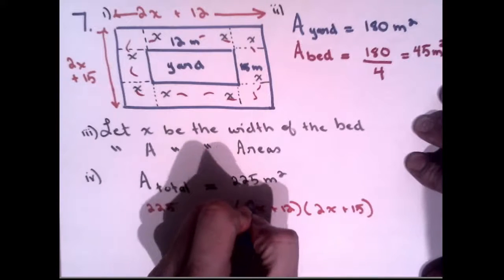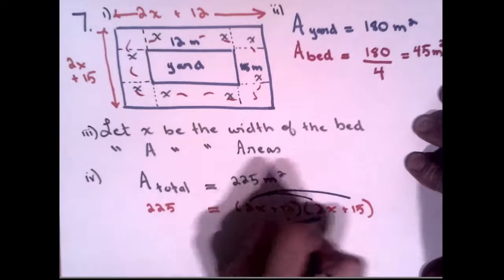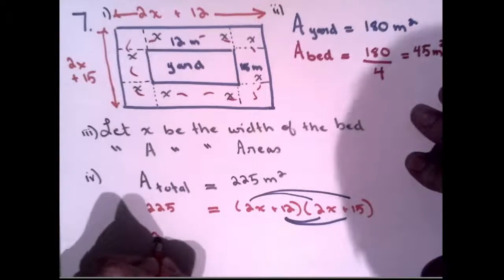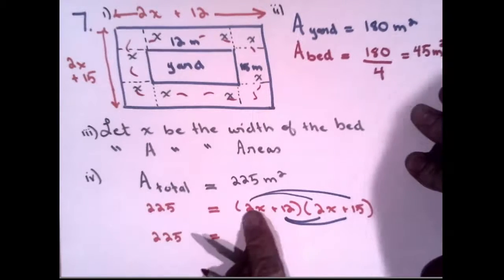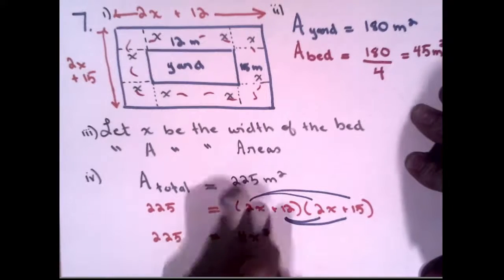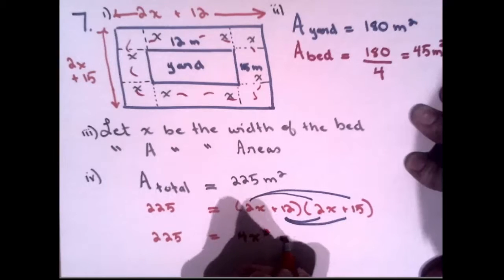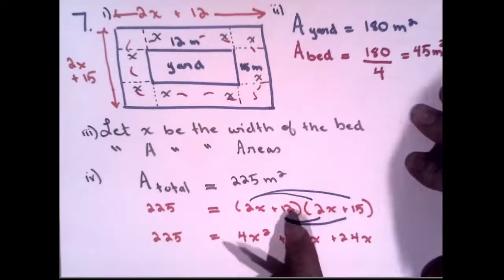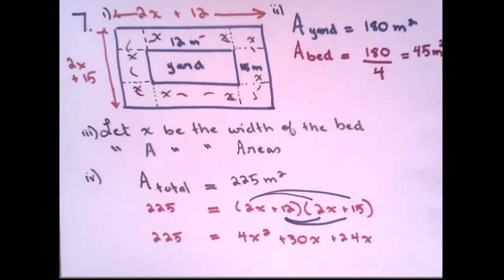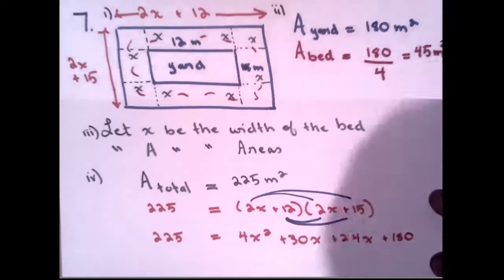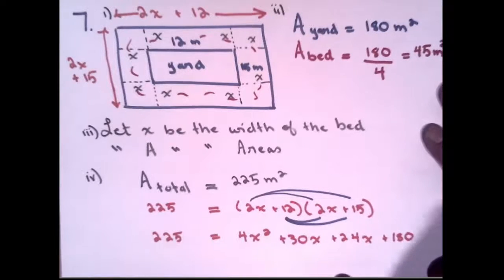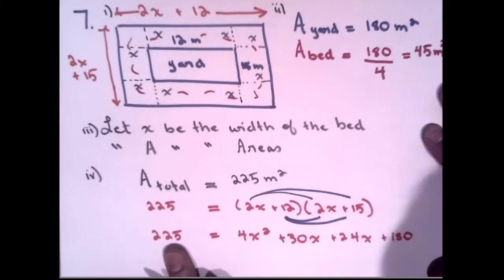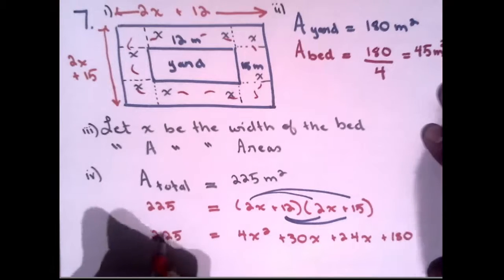FOIL is our multiplication technique, and just take your time, and here we go. This stays here. 2x times 2x, 4x squared. 2x times 15, 30x. 12 times 2x, 24x. And 12 times 15, we said was 180. Okay, there's some like terms, and there's also the 225 to deal with, who can fall into the like terms. So we're going to send him over.